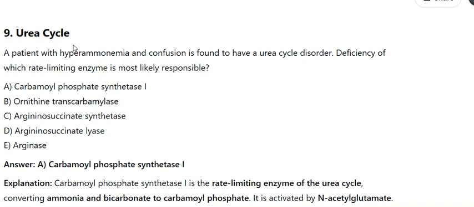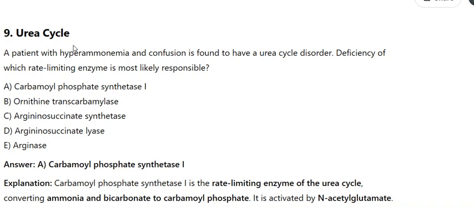Carbamoyl phosphate synthetase. Explanation: Carbamoyl phosphate synthetase 1 is the rate-limiting enzyme of the urea cycle, converting ammonia and bicarbonate to carbamoyl phosphate. It is activated by N-acetylglutamate. Deficiency results in hyperammonemia and neurological dysfunction.